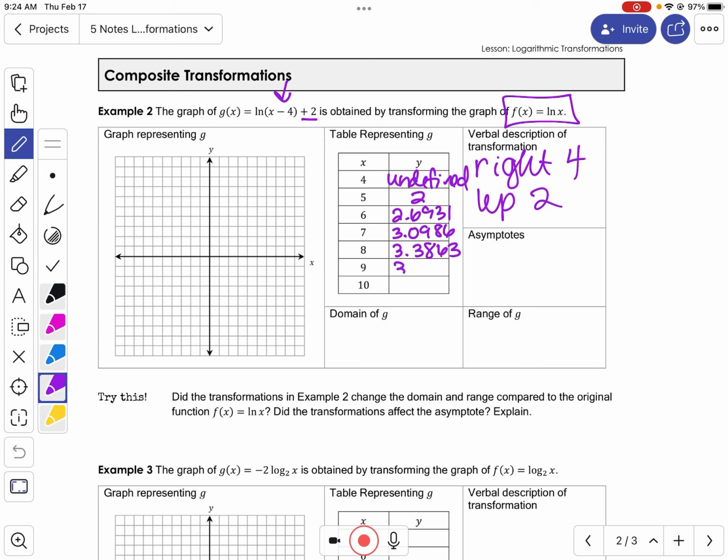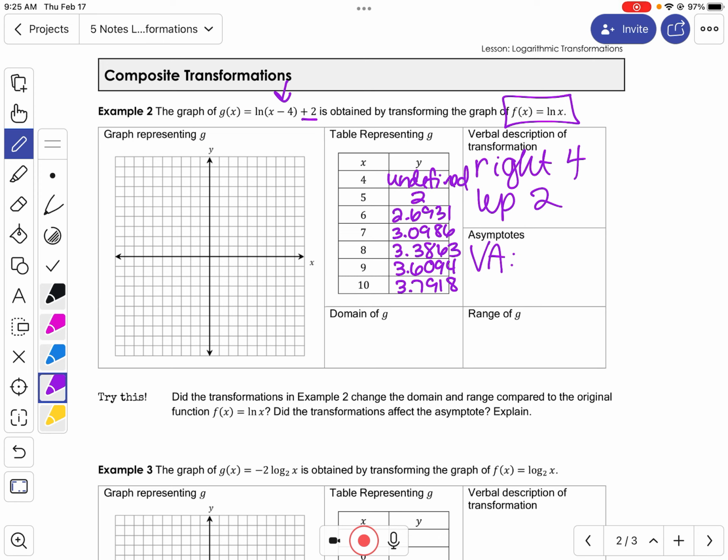3.3863, 3.6094, and 3.7918. Okay, so before we start graphing, let's talk about our vertical asymptote, because we know we'll have a vertical asymptote because this is a log function.